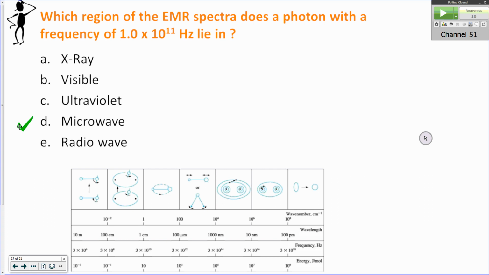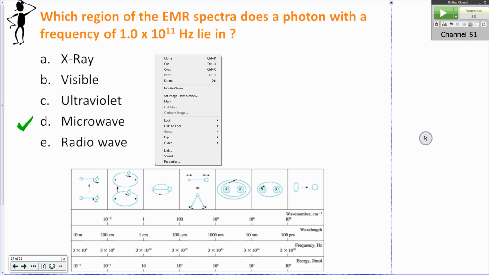It's D. So if you're at 100 gigahertz, or 1 times 10 to the 11th, if you look in the frequency range here, you're between these two. This is infrared, this is microwave. Your regions.